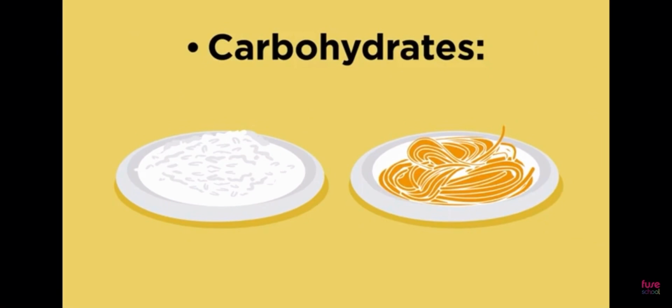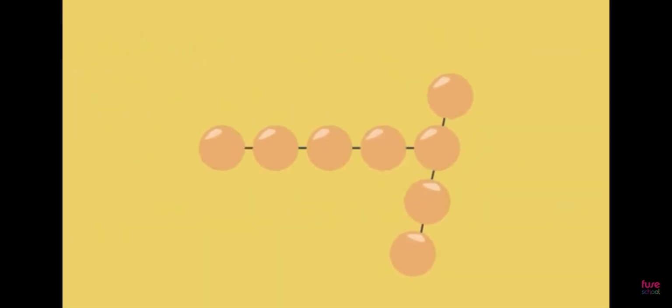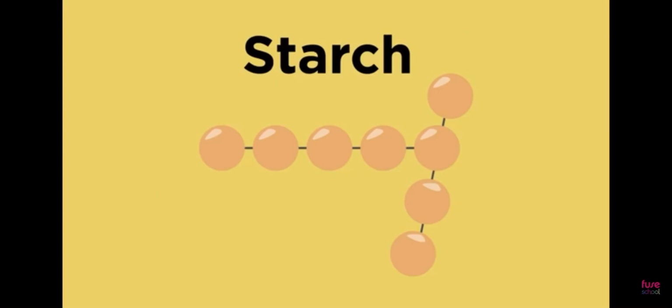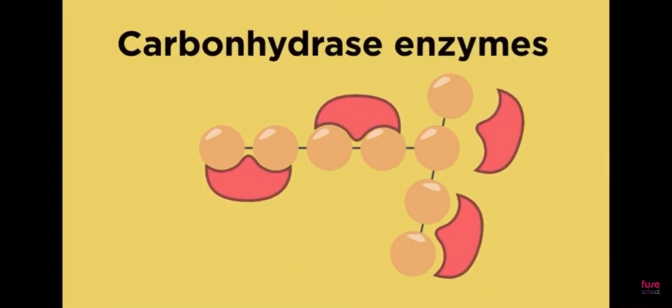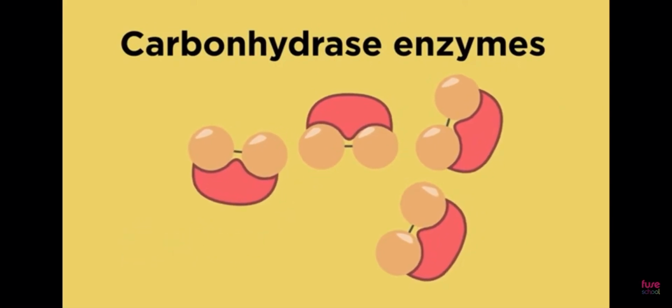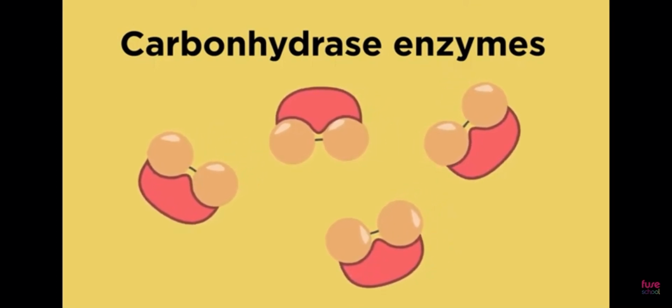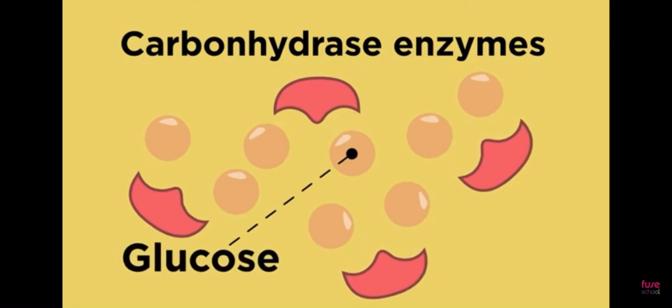The simplest carbohydrates are sugars, which can be joined into big chains to make complex carbohydrates, like starch. Carbohydrates are digested by carbohydrase enzymes, such as amylase. Amylase is a special type of carbohydrase, which breaks down starch, a big carbohydrate, into smaller molecules. These can then be broken down further into glucose, which is small enough to be moved into the blood.